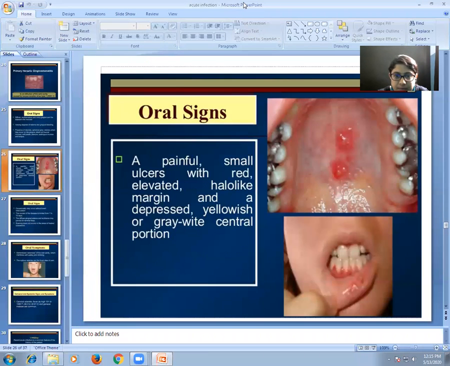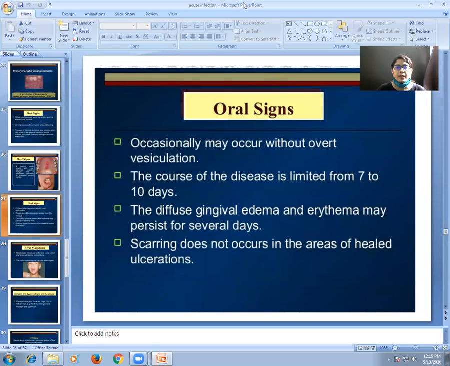After the vesicle ruptures, it results in ulcers with a red, raised margin, and in the center there is a yellow-gray-white central depression. Other signs are that the disease is mainly associated with children. The course of the disease is limited to 7 to 10 days. Diffuse gingival edema as well as erythema persist for several days, and scarring does not occur in the area of healed ulceration.